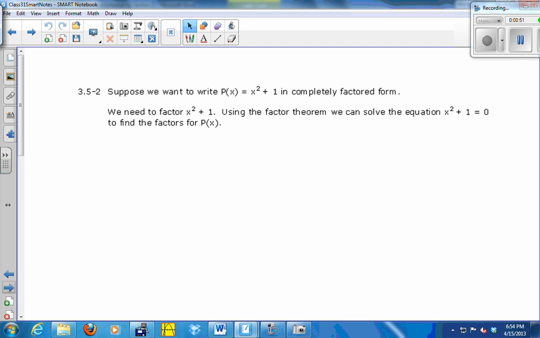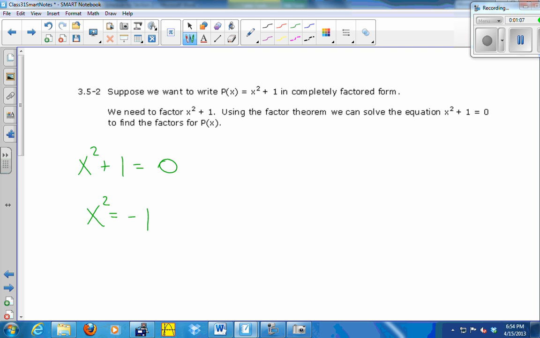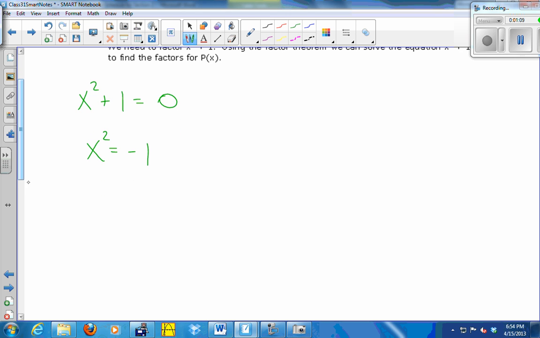So let's say I want to do this for p of x equals x squared plus 1. I want to write this in completely factored form. That means if I want to know its factors, I'm going to try to find its zeros. So I set x squared plus 1 equal to 0 and get x squared equals -1. I take the square root of both sides, and x equals plus or minus the square root of -1.